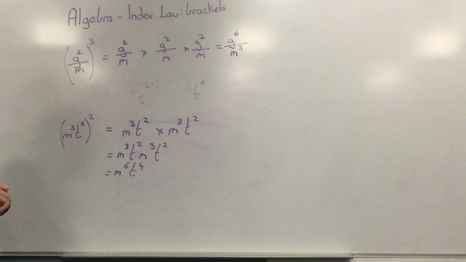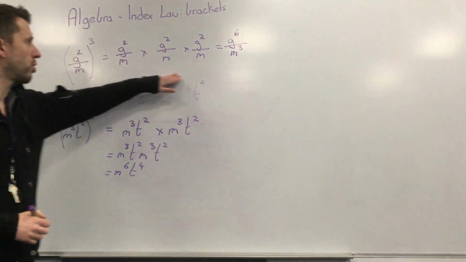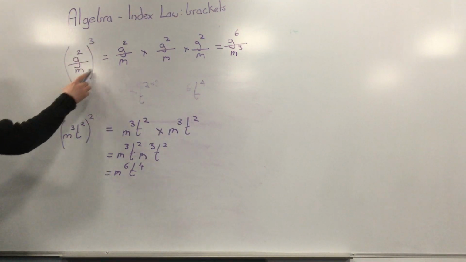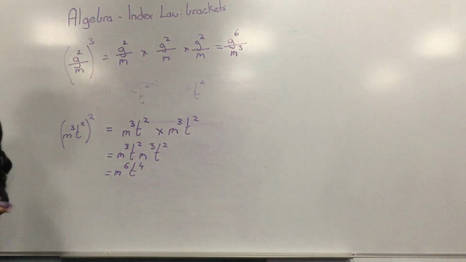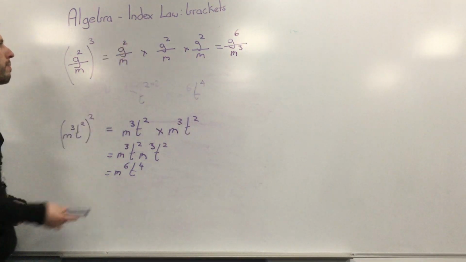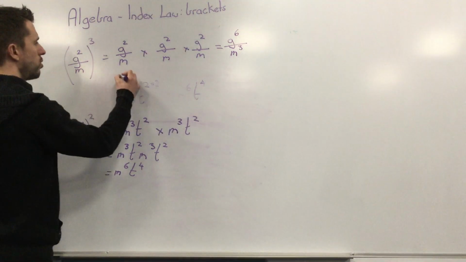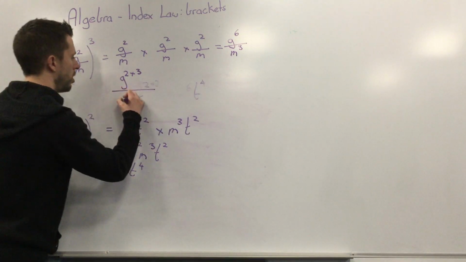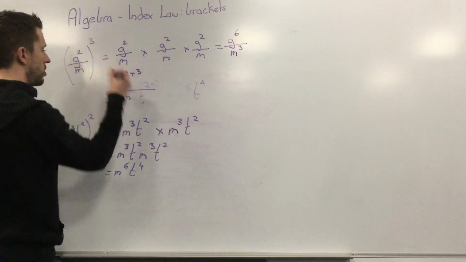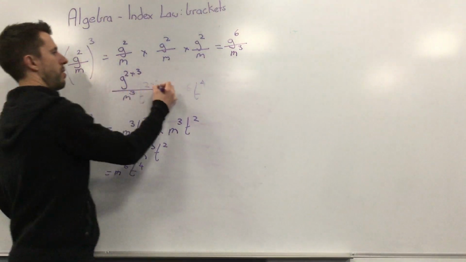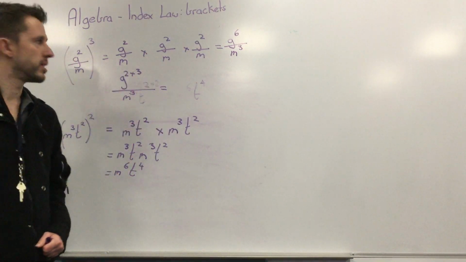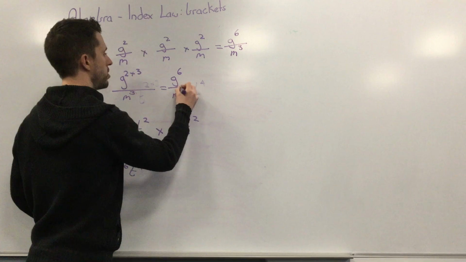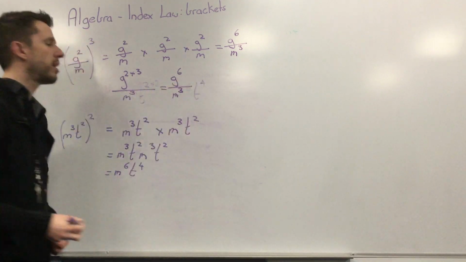So m to the power of 3. Now, instead of having to write it out like this, I can just think about, well, this 3 means that we're applying it to all of the m's, so the denominator, and we're applying it to the numerator. So I could have just gone g to the power of 2 times 3, m to the power of 1 times 3. 2 times 3 equals 6, so I've got g to the power of 6 over m to the power of 3, which is exactly the same answer I got before.